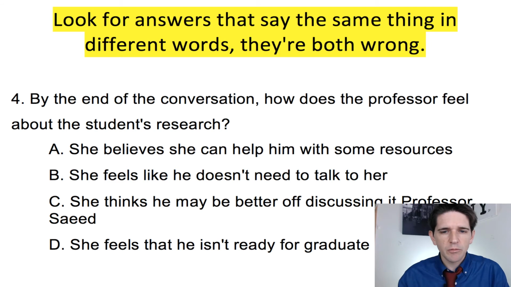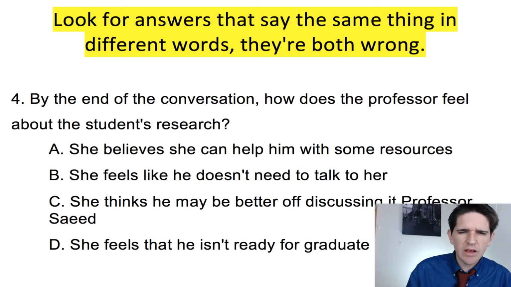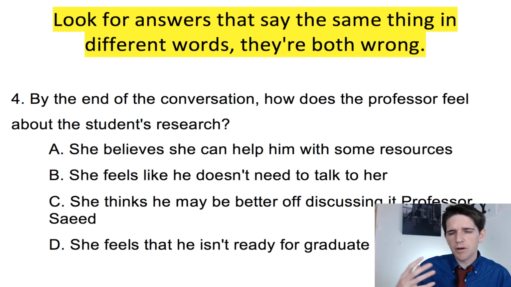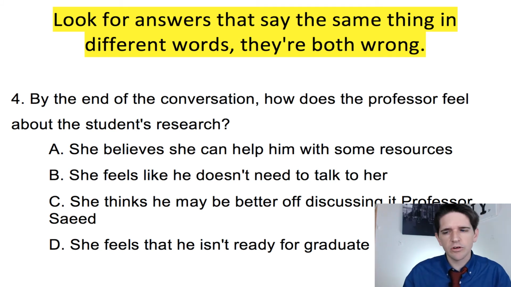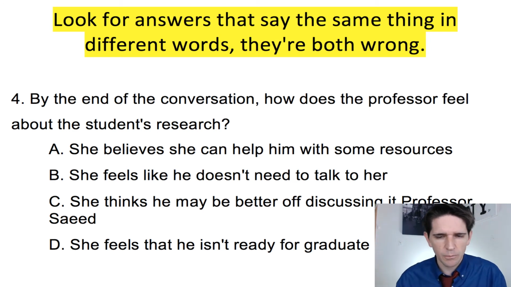A, she believes she can help him with some resources, or D, she feels that he isn't ready for graduate level courses, okay? So it says by the end of the conversation, so there should be some type of solution by the end. Remember, it's a problem and there should be some type of solution or ideas of how to solve a problem. So I think it's going to be A. She believes she can help him.